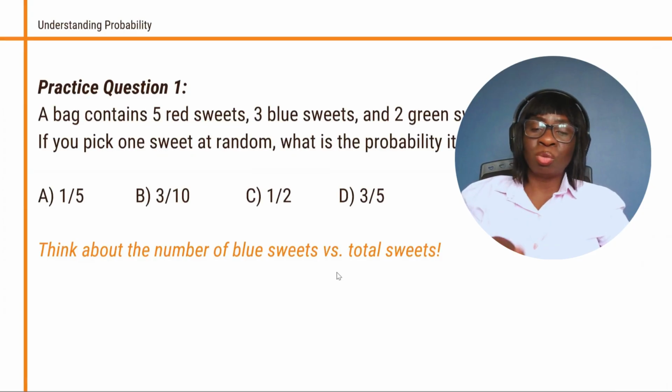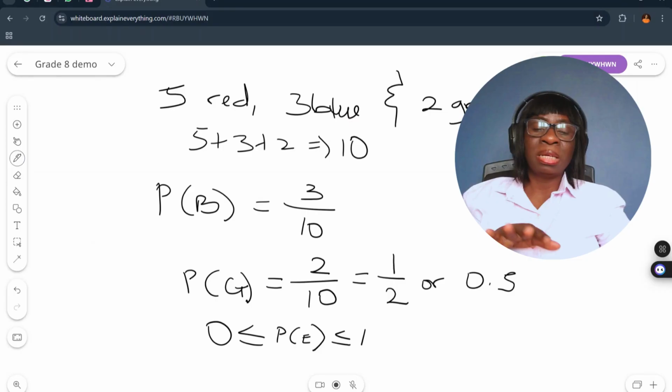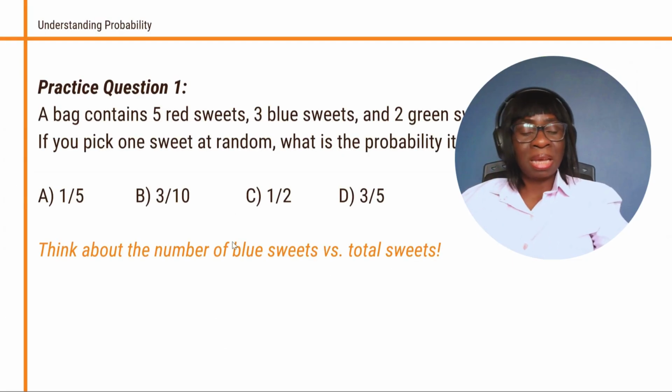So that is how to get the probability. So what did we get here? We got, for blue sweet, 3 over 10. So that means B is the answer.